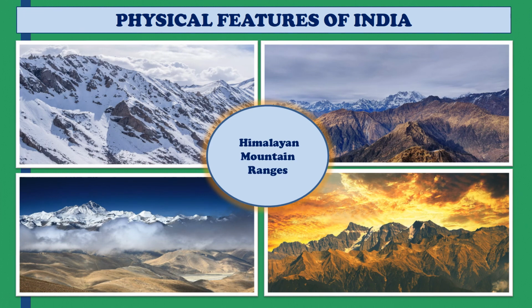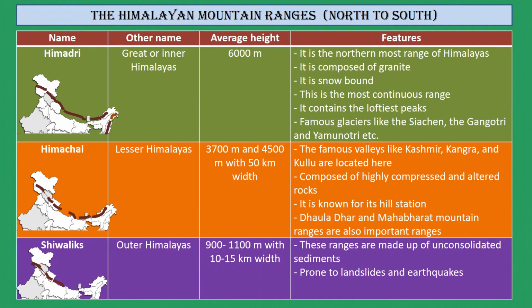So the first physical division of India, that is Himalayan mountain ranges. Let's take a look at the divisions of Himalayan mountain ranges. Himalayan mountain ranges are divided into these 3 parts from north to south: Himadri, Himachal and Shivalik. Himadri ranges are also called as Great or Inner Himalayas.